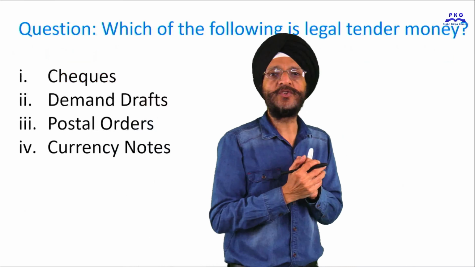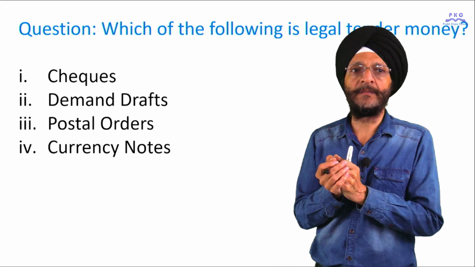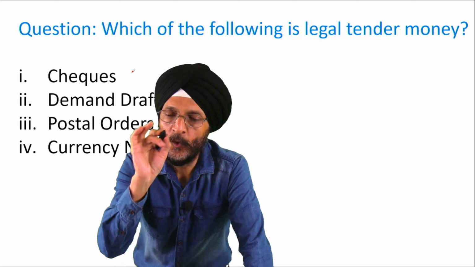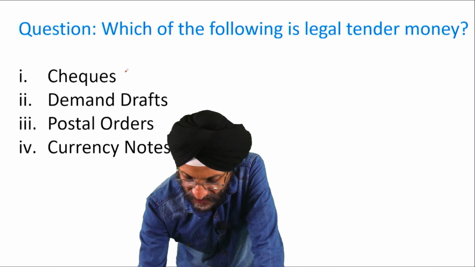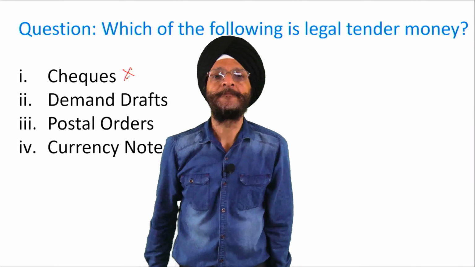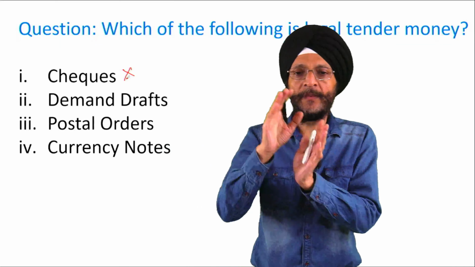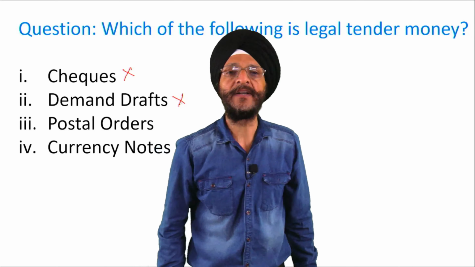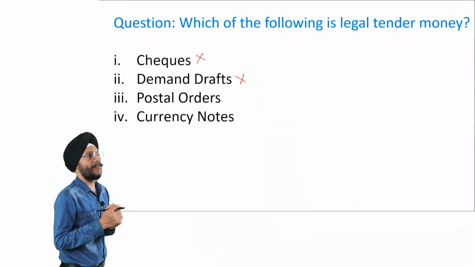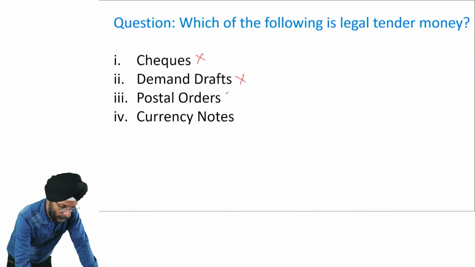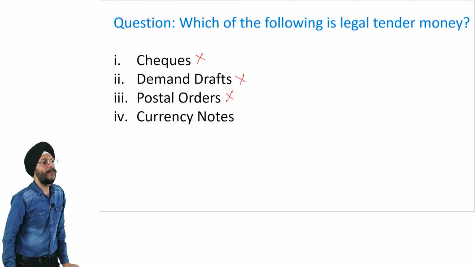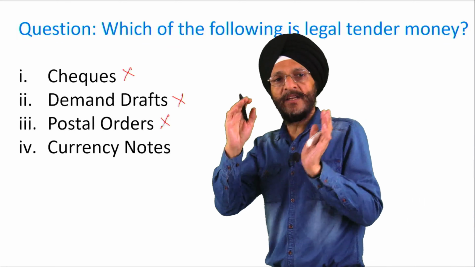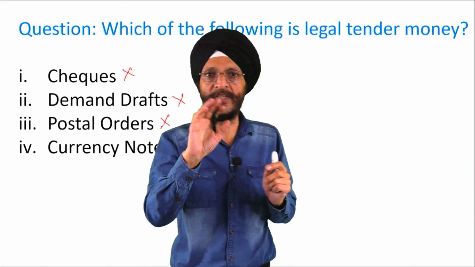Now the question is, which of the following is a legal tender money? Checks. Checks are issued by an individual or a business organization. These are not backed or issued by the government or the central bank. Demand drafts are not issued by the government. These are issued by the commercial banks. Postal orders are also not issued by the government or central bank. In the case of India, the RBI, Reserve Bank of India, does not issue postal orders, so it is not legal tender money.